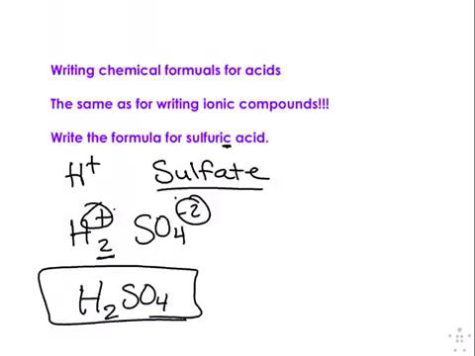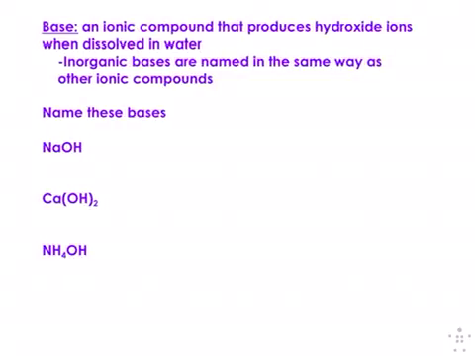Questions on acids? Okay. The last thing then is bases. Bases are ionic compounds that produce hydroxide ions. What's the formula for hydroxide? OH, good. And what's the charge? -1, good. Inorganic bases are named the same way as other ionic compounds. So no new rules here. No new changes to the ides or ites or ates. You just name them like you would a normal ionic compound.